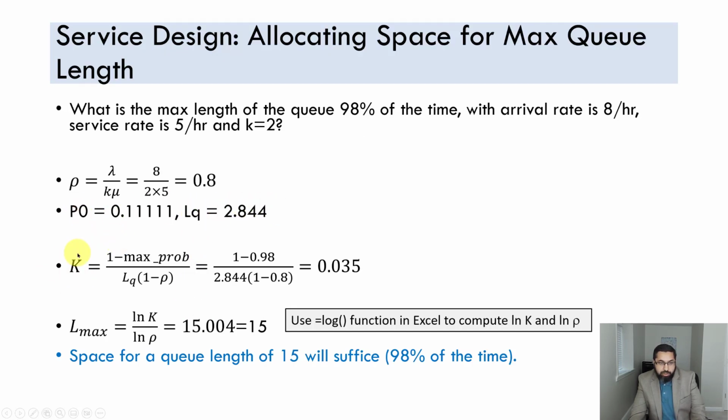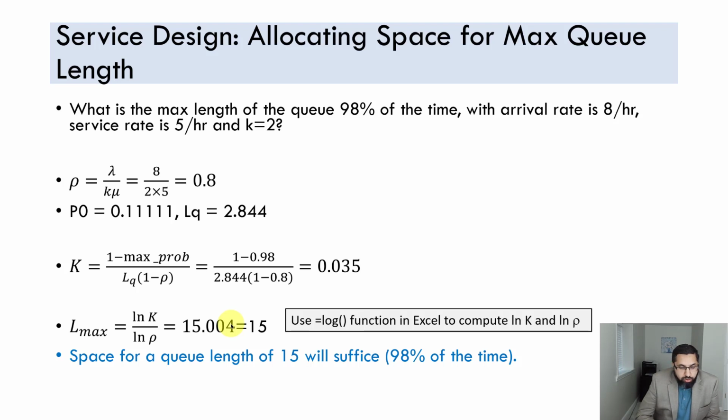Then we can find the capital K, which is 1 minus the probability, which is 0.98, 98%, divided by LQ of 2.844 times 1 minus the utilization. And we get 0.035. Then the maximum length of the queue is going to be the log of 0.035 divided by the log of 0.8, and we get 15.004. So the L max is 15, which means for this MMK system, 98% of the time, the queue length will be 15 or less.